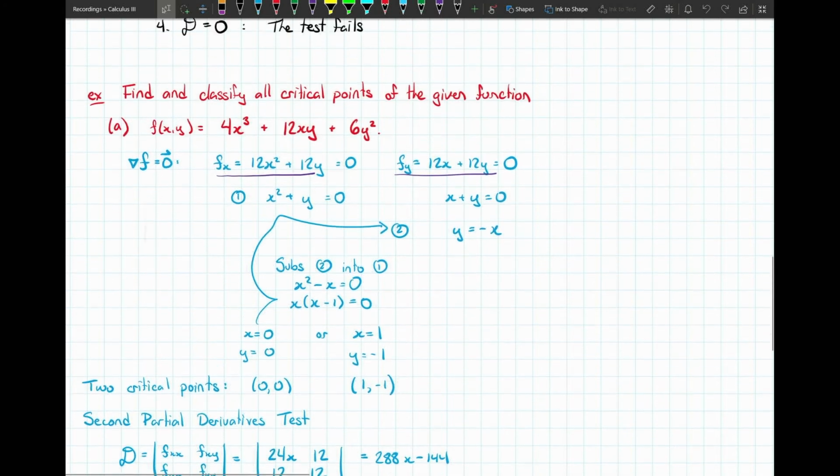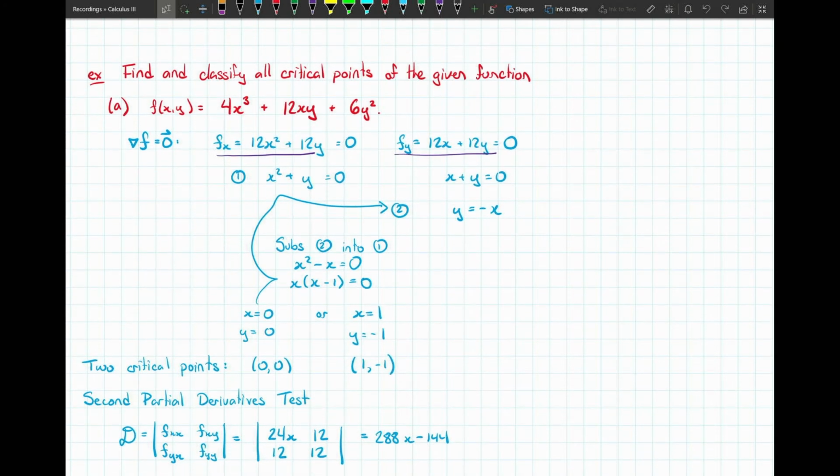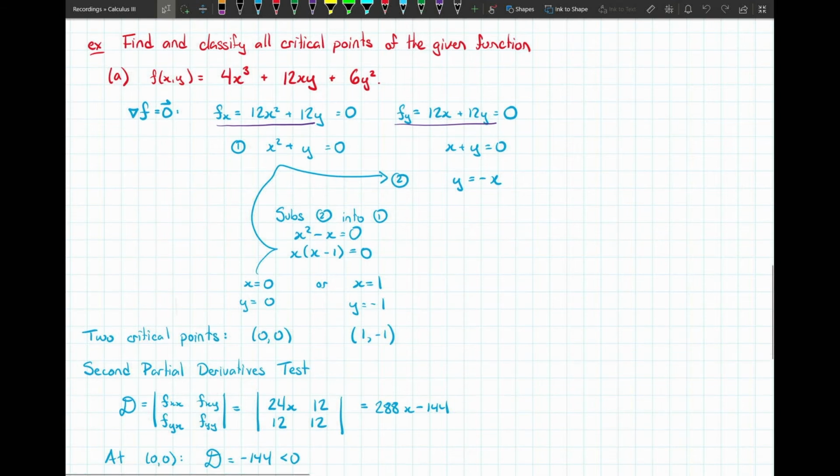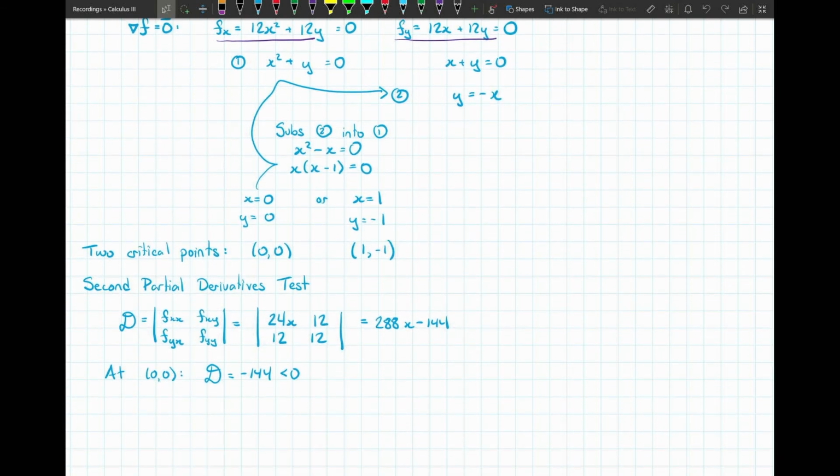Now, our function evaluated at (0, 0) gives us a z coordinate of 0. So this is a point where we have exactly the origin. (0, 0, 0) is our ordered triple. And that point is on the surface, and it's a saddle point. What about the point (1, -1)? Here, x is equal to 1, and we'll plug that into the discriminant. And that would give us the discriminant equal to 288 minus 144, and that gives us 144.